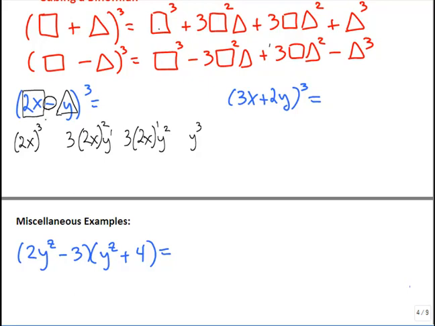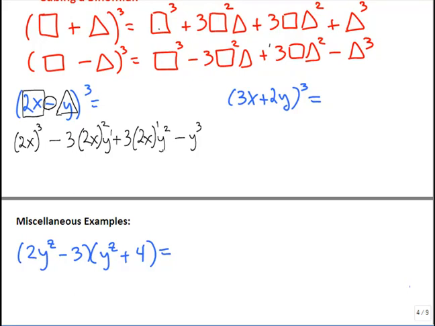Since this is a minus in the middle, that's the case where we want to use alternating signs. So the very first term should be positive, the second term is negative, the third term is positive, and the last term is negative. So that's how you use the pattern.